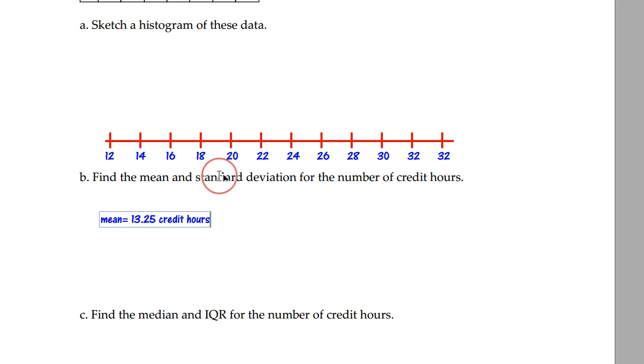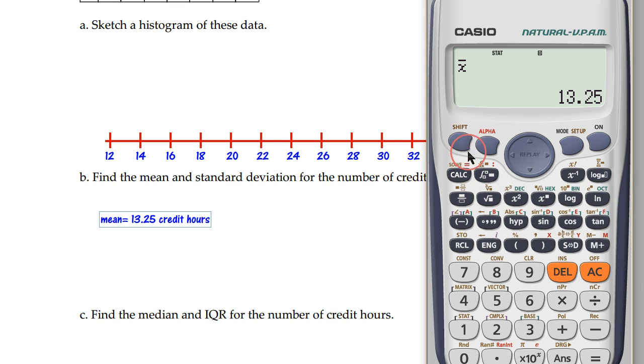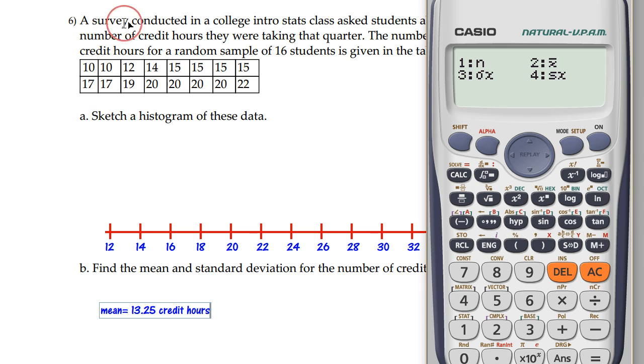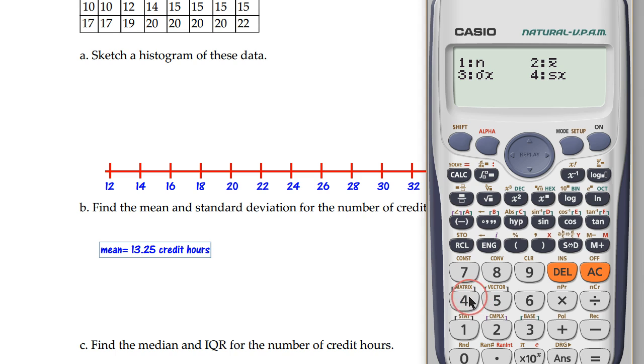Then for the standard deviation, all I'm going to do is go back into the calculator, and I'm going to go back into the variance menu. Now, when I go back into the variance menu, we need to ask ourselves, okay, was this a sample or a population that I dealt with? Well, if I take a look at the question here, it says that there was a survey conducted in a college intro stats class. Well, in a stats class, I don't believe that there's going to be only 16 students, so that probably means that it's a sample, which means I'm going to have to use the number 4 version of our standard deviation formula.